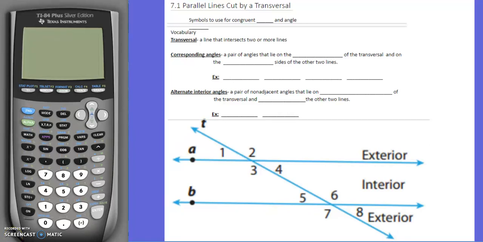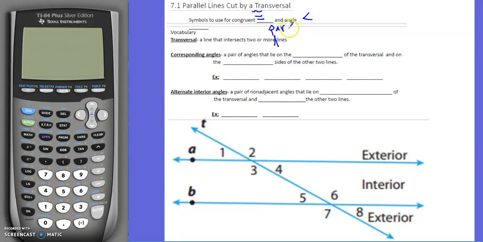7.1 Parallel lines cut by a transversal. Symbols to use for congruent. If we're talking about congruent, we have an equal sign with a wavy line. And the measure of an angle is represented by this. Okay, so a transversal is a line that intersects two or more parallel lines.